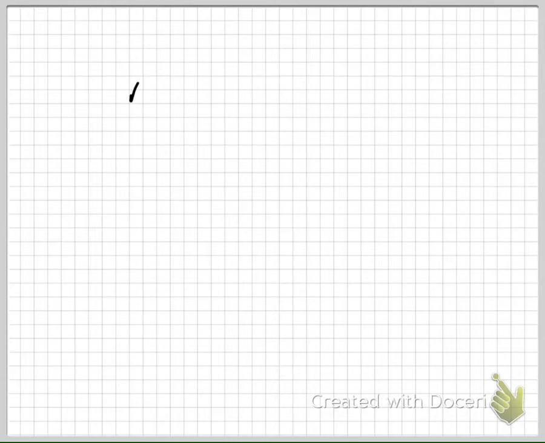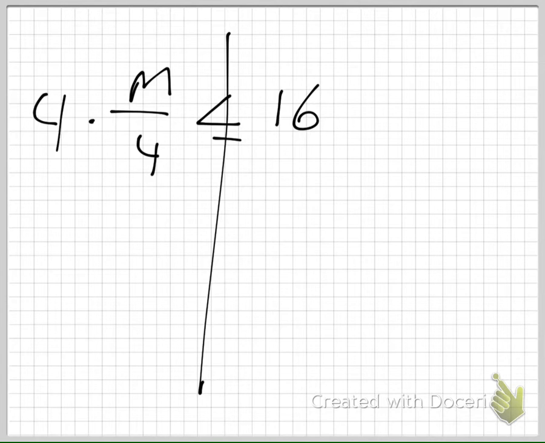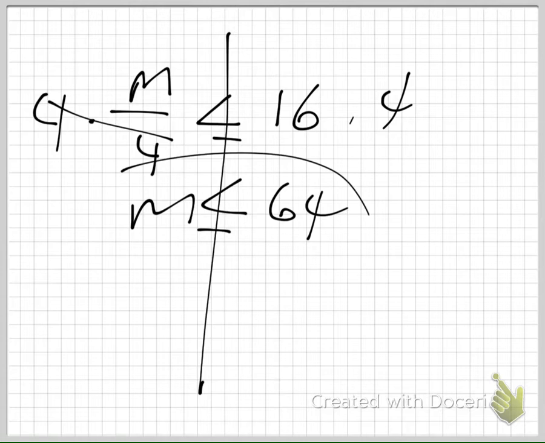Okay, what about this then? m over 4 is less than or equal to 16. Line down the inequality, times 4, times 4, m is less than or equal to 64. Nothing changes. It's the exact same thing. Okay? You have to be meticulous. What's meticulous mean?